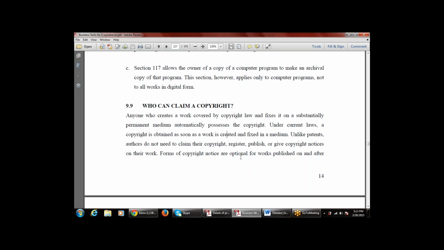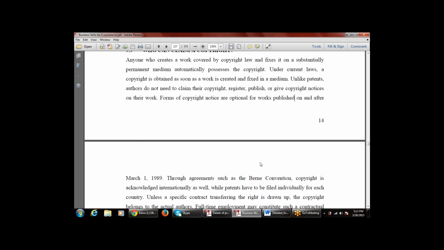Forms of copyright notice are optional for works. That is, if anyone is interested in applying for a copyright, it's optional, but there is no requirement. Automatically they get the copyright, digital copyrights.